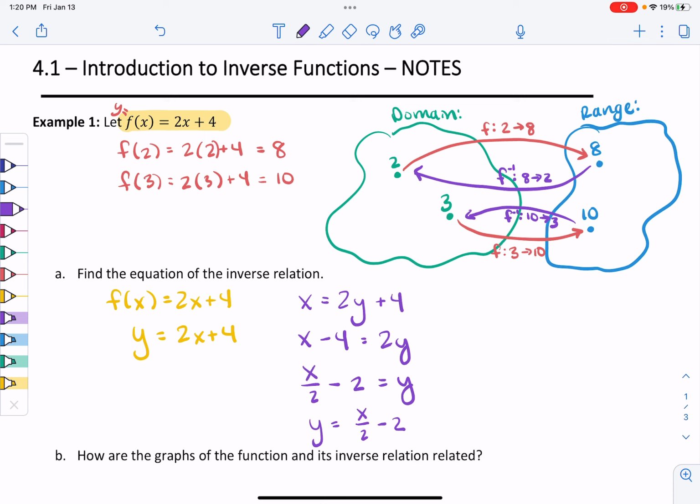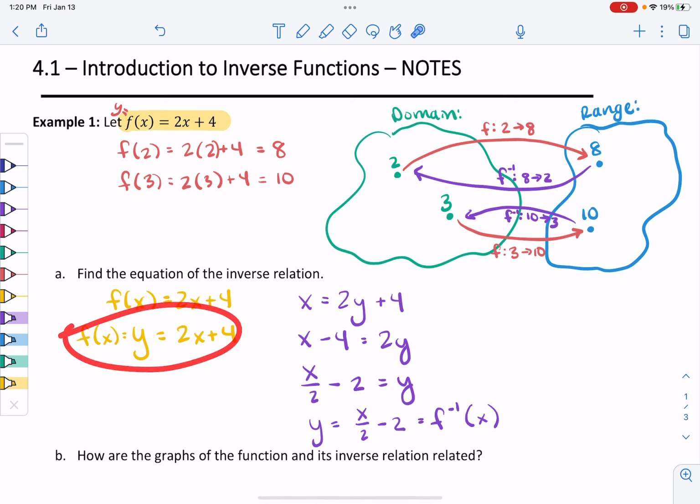This is what we call f inverse of x. f of x was our original one, 2x plus 4. f inverse of x is x over 2 minus 2. So f of x maps everything from this set of numbers to this set of numbers, and the inverse function, f inverse of x, maps everything from this set back to this set. We have switched our domains and ranges between those two functions.